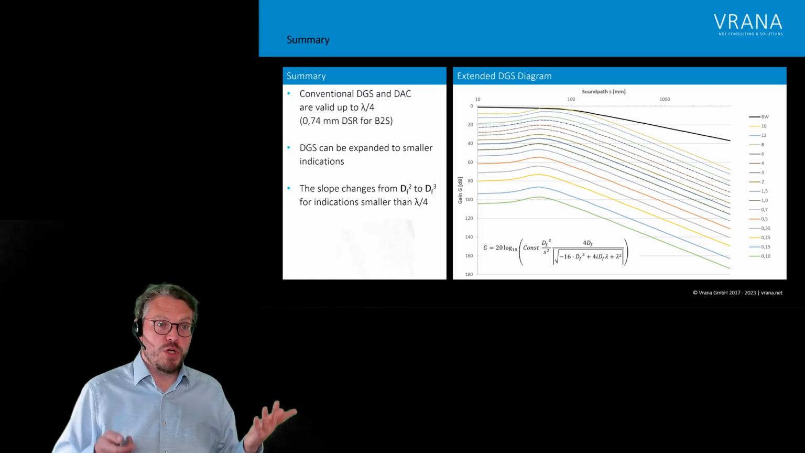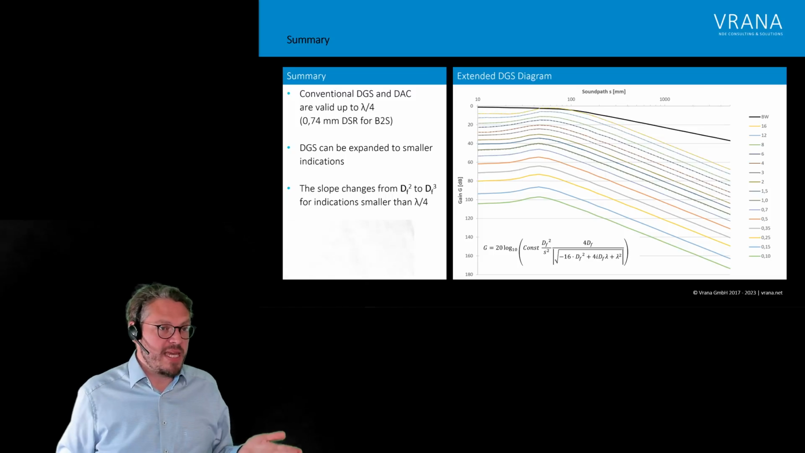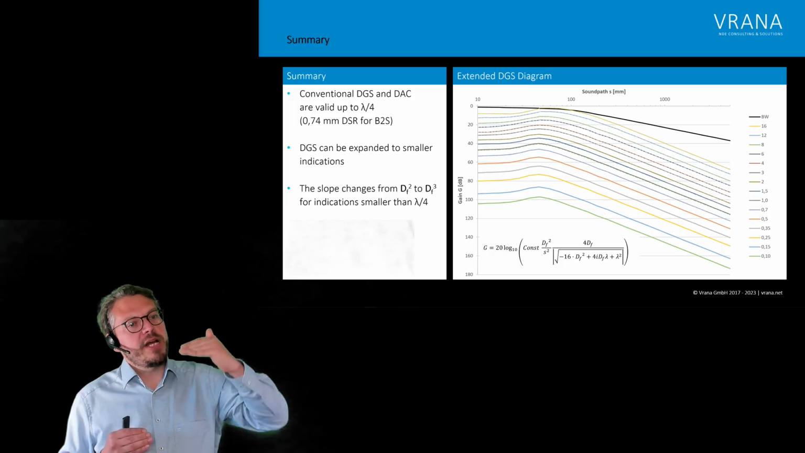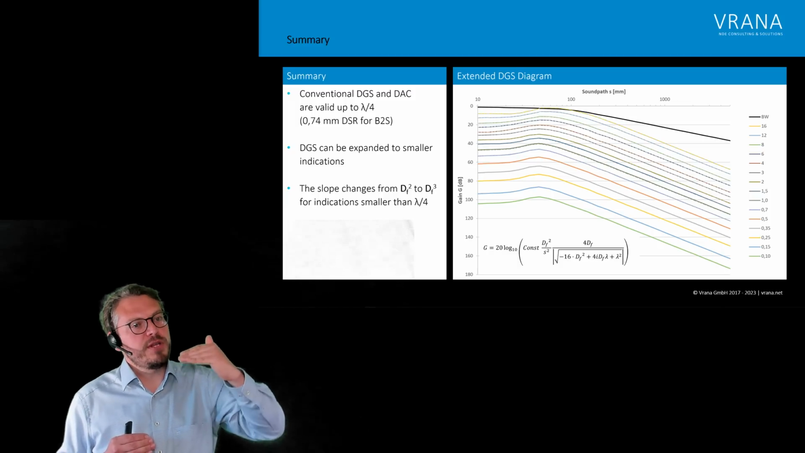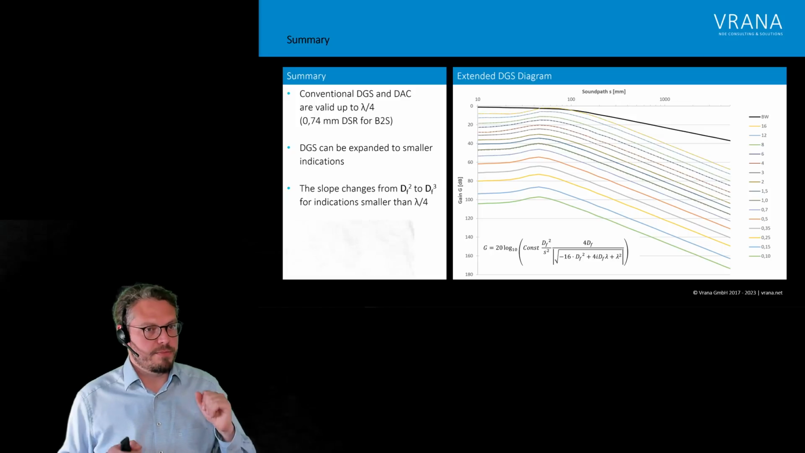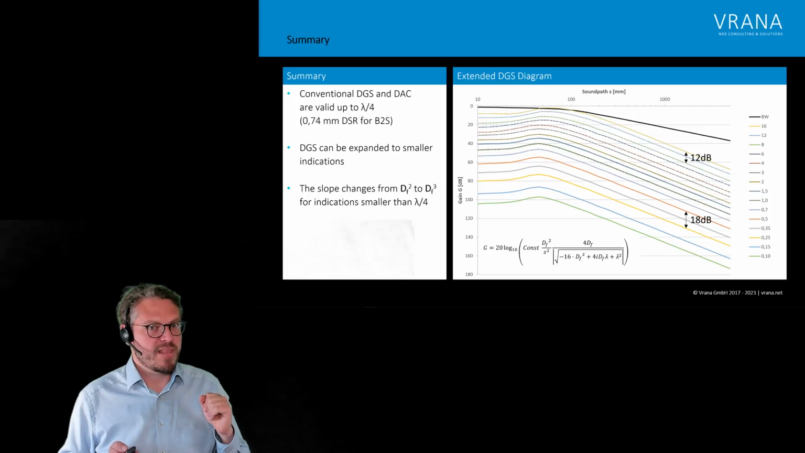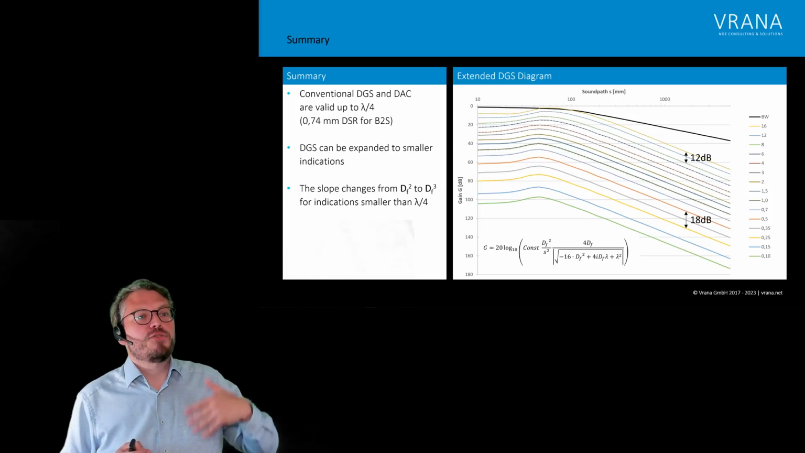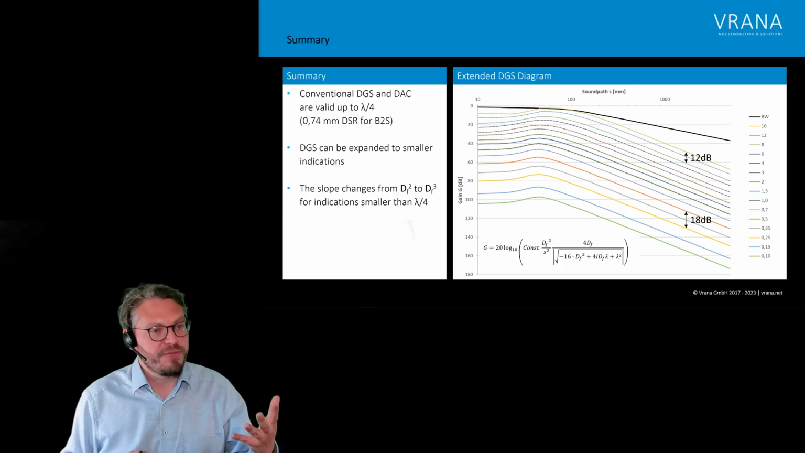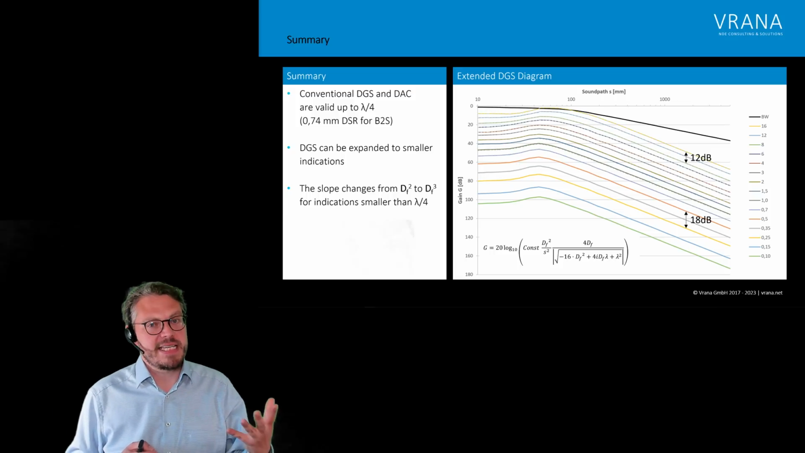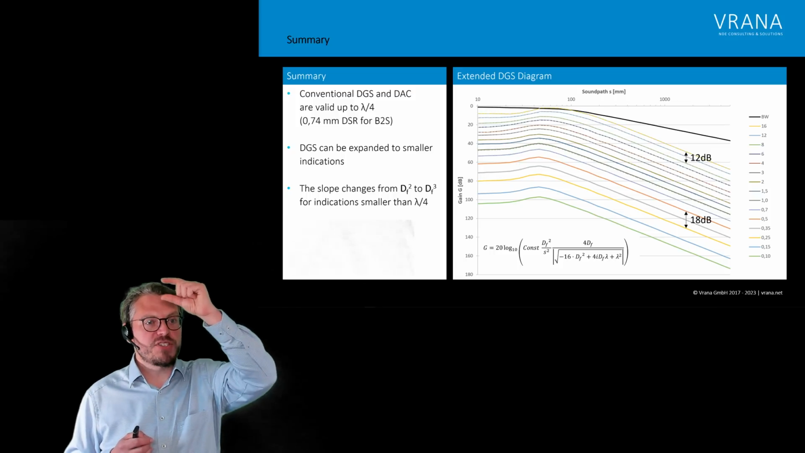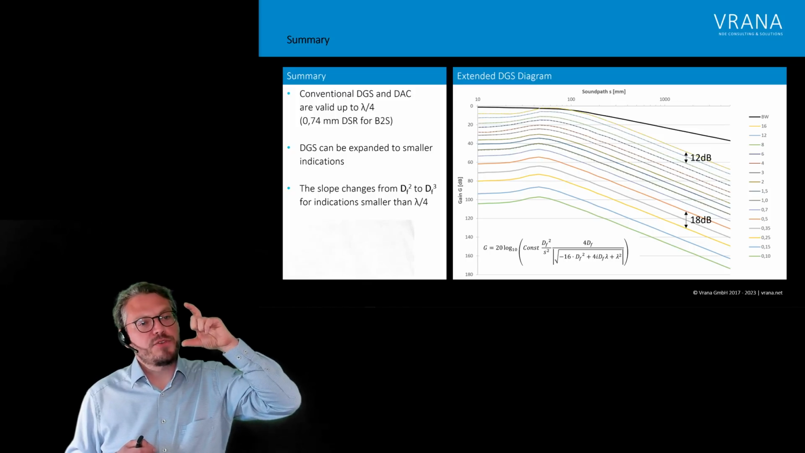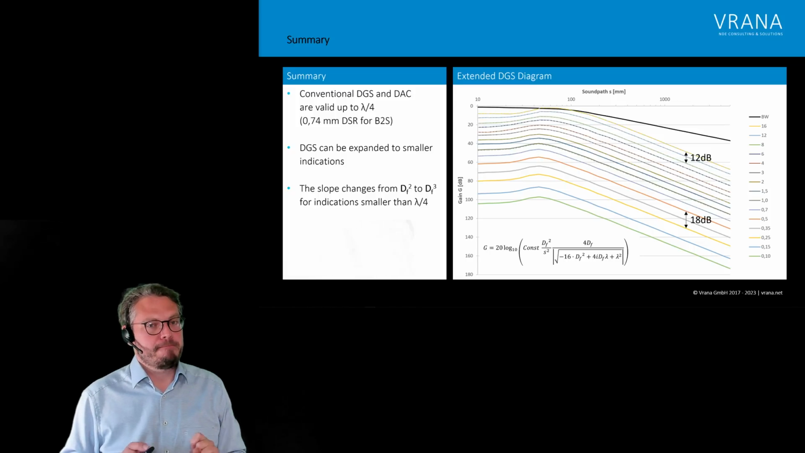Now, for those who know DGS diagrams, what does that mean? Usually, if we double our indication size, we have a 12 dB difference between those two lines. That's true for big indications. But for small indications, it's not 12 dB of difference, it's now 18 dB. So in the upper section, we have 12. And below 1/4 of the wavelength, we have to space them by 18 dB.